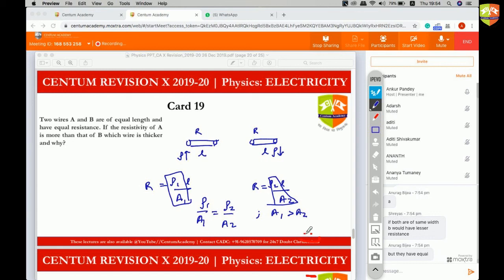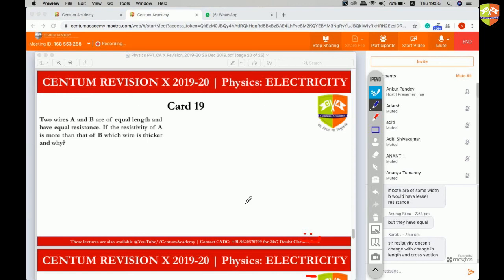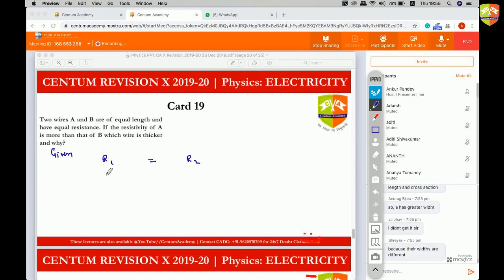So R is the same, L is the same, A1 and A2, rho 1 and rho 2. See, this part has to be equal to this part, right or not? rho 1 upon A1 has to be equal to rho 2 upon A2. I have already given that rho 1 is greater than rho 2, then it implies that A1 is greater than A2. Am I correct? Clear? This is the way you have to do it, not this random way.